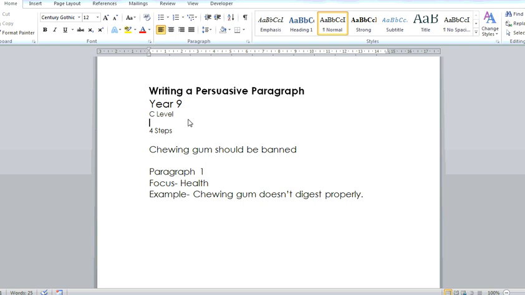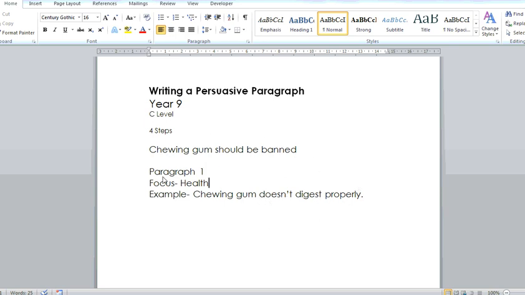And you might have heard me say that it's important to make sure that you've got a plan as to what each paragraph is going to be about before you start. Now, for this particular example, I'm working on the topic that chewing gum should be banned. On my plan, I've outlined that paragraph 1 is going to focus specifically on the issue of health. And the example that I'm going to be working on is the fact that chewing gum doesn't digest properly. And this is the reason why it should be banned.